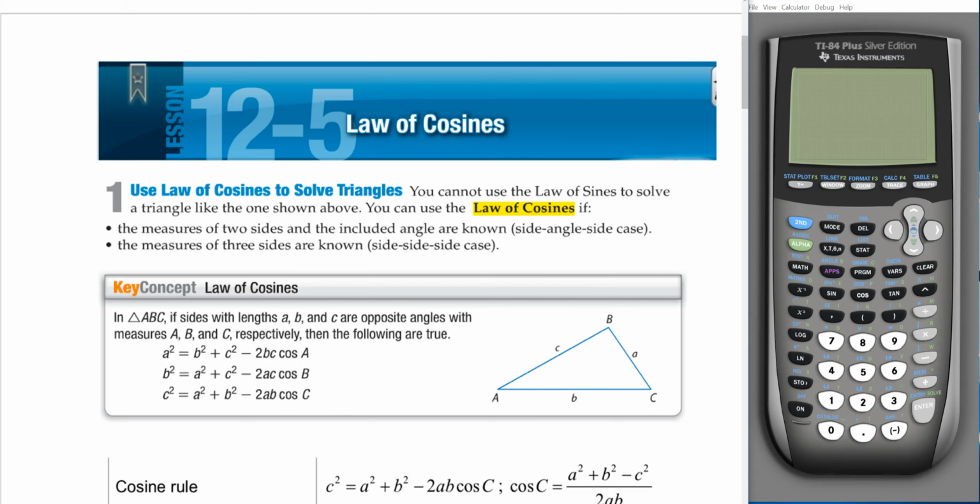Law of cosines. Much like the law of sines, the law of cosines is used to solve triangles. What's the difference between this and law of sines? We use law of cosines when we have no pairs. If we have a pair, like an angle and its opposite side, you're going to use law of sines. If you don't have any pairs, like you have all sides or you have two sides and an angle that doesn't connect, then we're going to use law of cosines.